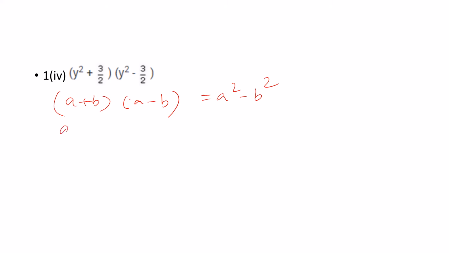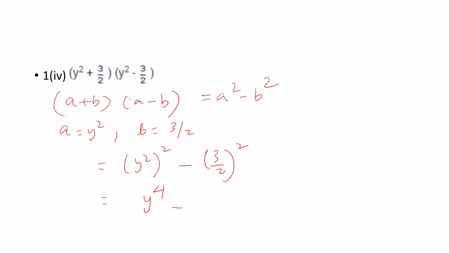So in this question, in place of a you have y square, and in place of b you have 3 by 2. So a square means (y square) the whole square minus, and what is b? (3 by 2) the whole square. So this is equal to (y square) the whole square will become y raised to 4, and 3 by 2 when you square you will get 9 by 4.